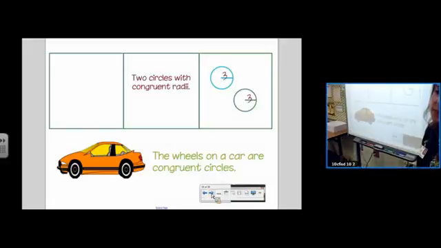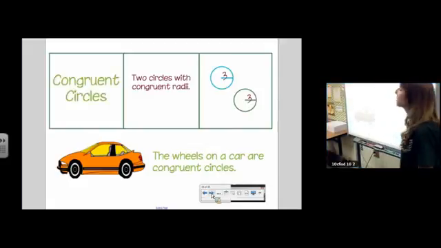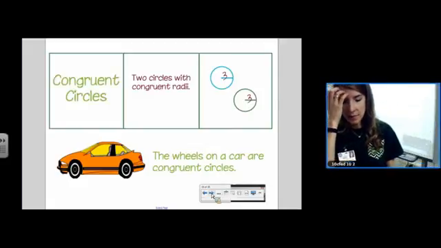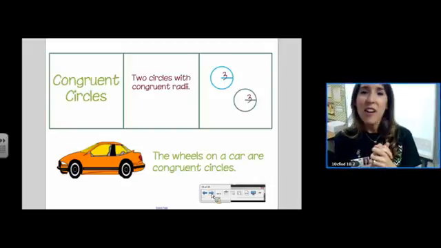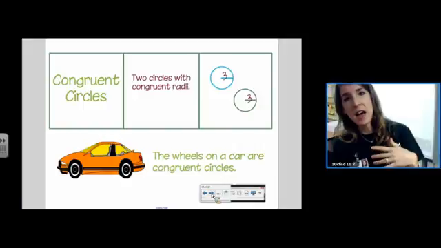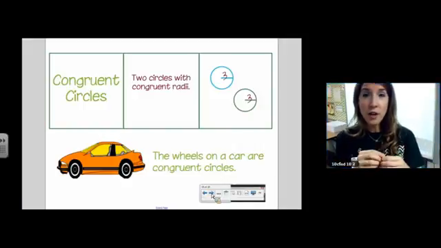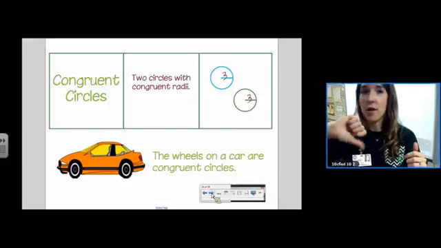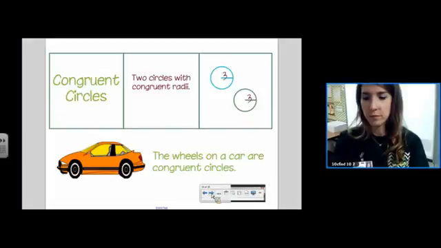Almost done. This one is not very enlightening. Two circles with congruent radii are called congruent circles. But the cool thing about that is that if you're trying to determine if two circles are congruent, do you have to check all sorts of things? Side angle side, side side side? No. All you do is say, hey, yes or no. The radii are congruent or they're not. So that's pretty cool.